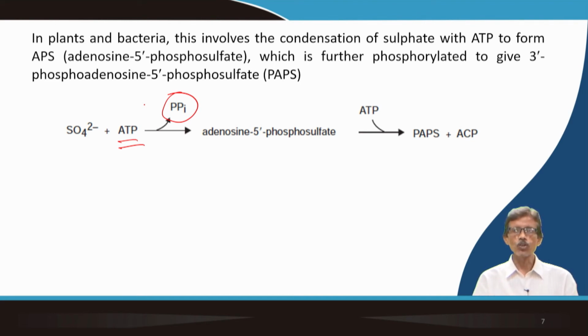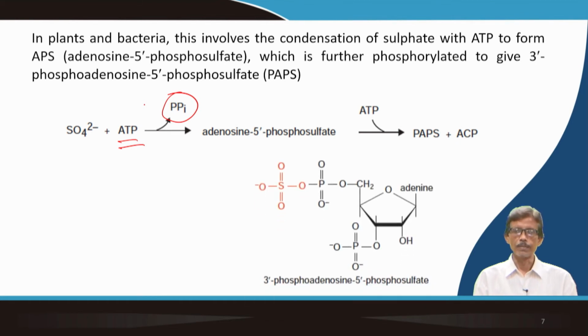So, we will get a phosphosulfate species, an adenosine-based phosphosulfate. Then that can further be phosphorylated. How can that also be phosphorylated such that you get a molecule known as PAPS and APS? What are these? So, PAPS is this particular molecule.